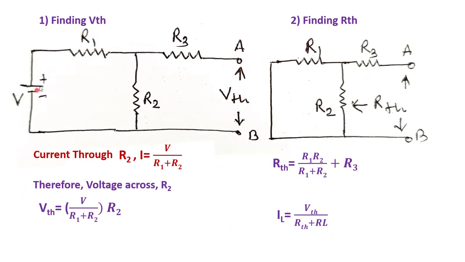Now see, this is the voltage source V. R1 is connected, R2 is connected, and R3 is connected. You see here, one end of R3 is connected to this point, but the other end of R3 is not connected to anywhere.